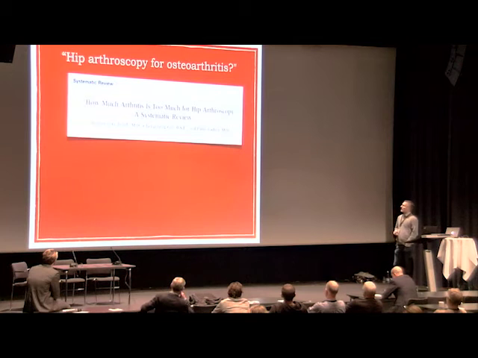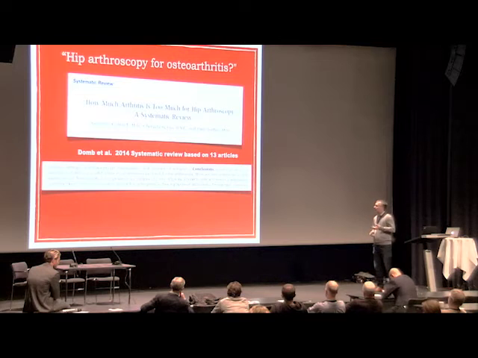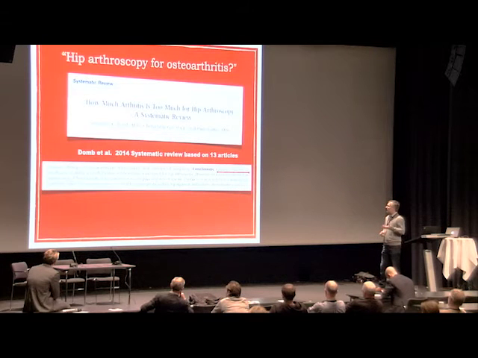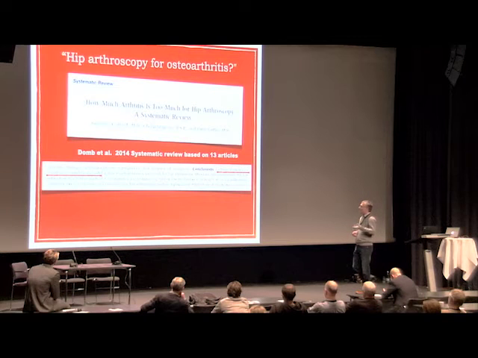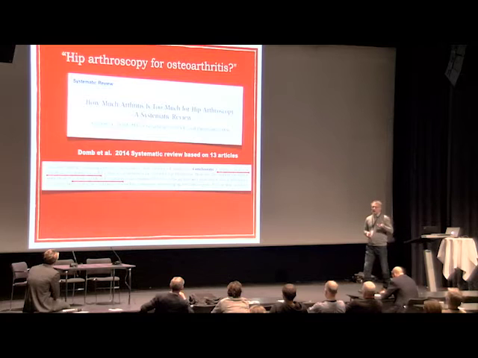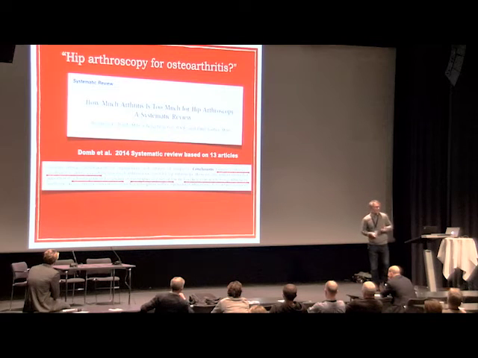Okay, so how much arthritis is too much for hip arthroscopy? Ben Dom has done a systematic review on this, based on 13 articles. And he states in the conclusion that current evidence is insufficient to define a cutoff for how much is too much. They say that a Tönnis grade 1 or greater, or a joint space width of 2 millimeters or less, are less likely to benefit from hip arthroscopy.